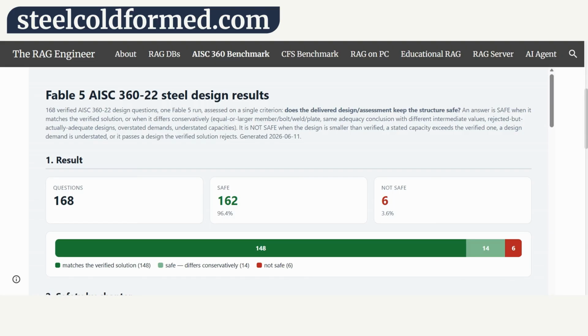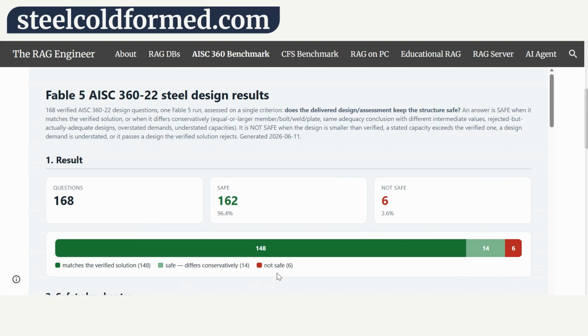The results are highlighted on my webpage, which I will discuss here, and the page link is below in the description. The solutions were compared to the verified solutions database and were considered with respect to key numerical design values, the outcomes of structural adequacy checks, and the member or connection sizes selected. Each design was then marked as matching the solution, a different but safe design, or an unsafe design.